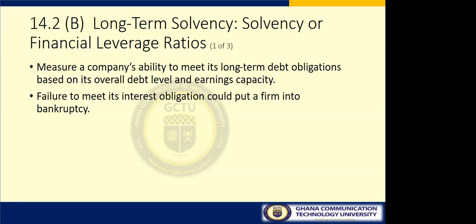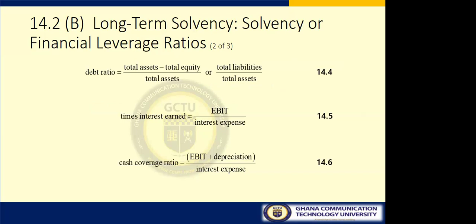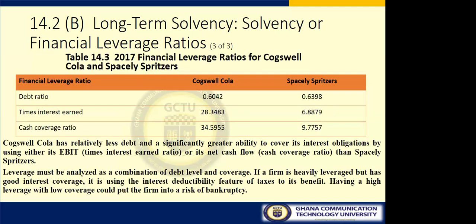So we have the solvency ratios. We have the debt ratio, which is total assets minus total equity divided by total assets, or total liabilities divided by total assets. Then you have the times interest earned, which is earnings before interest and tax, that's EBIT, divided by interest expense. Or we have the cash coverage ratio, which is earnings before interest and tax plus depreciation divided by interest expense. All these are formulas, so you just get the figures from the financial statement.